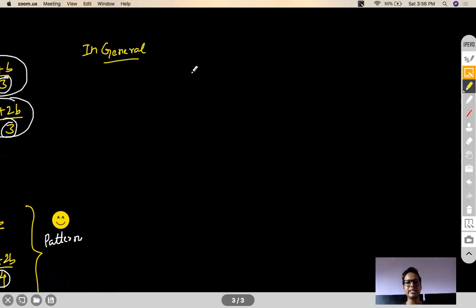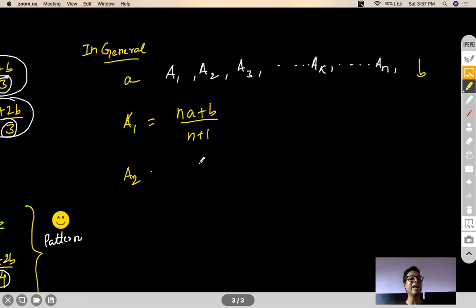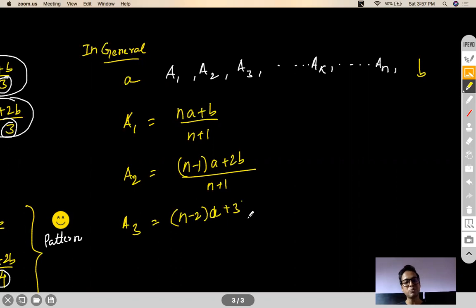if between two numbers A and B, I'm inserting n arithmetic means, capital A1, capital A2, till Ak, till An. Why did I write Ak in between? Some kth mean, just to know the value of that kth mean. So what will be A1? We all know A1 will be (na plus b) by n plus 1. What will be A2? ((n minus 1)a plus 2b) by n plus 1. What will be A3? ((n minus 2)a plus 3b) by n plus 1.